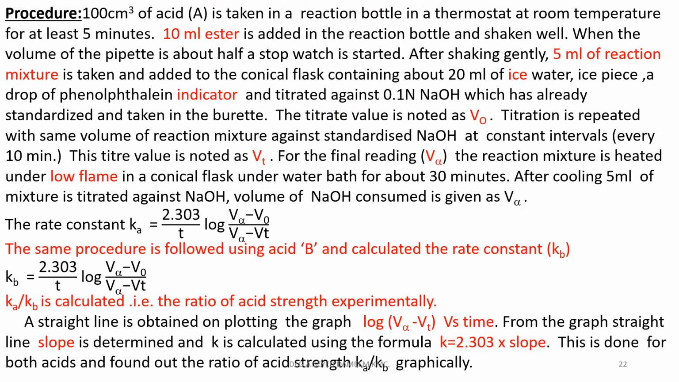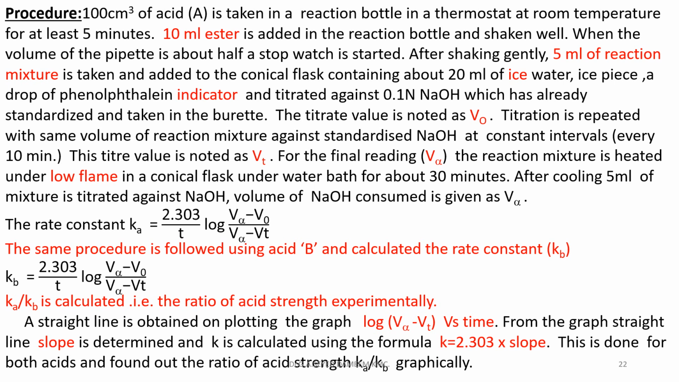Now the next procedure of this experiment. Acid A is placed in a thermostat or water trough which has water, for bringing the acid to room temperature. This bottle is placed for about 5 minutes, and after 5 minutes, 10 ml of ester is added to the reaction bottle and shaken well.